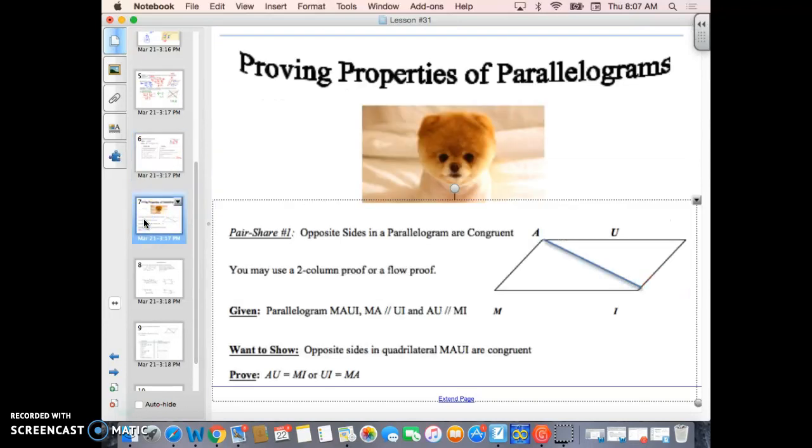All right. So let's go ahead and try one. Go ahead and work with a partner and see if you can do a 2-column proof, you can do a paragraph proof, whatever you want to do to prove that the sides are congruent.